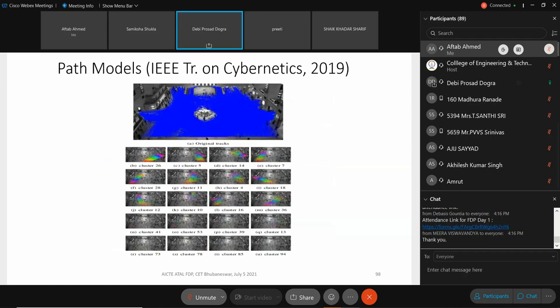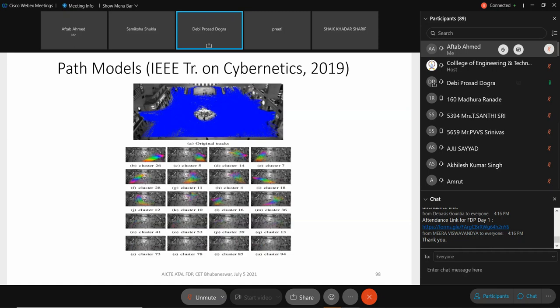Like this is another paper, which is a very complex mathematical model presented by one of my research scholars, Santosh. He published it in IEEE Transactions on Cybernetics, where he explained how, in a crowded environment also, we can understand the dynamics of the scene based on the movement of the people. So if you are interested, you can look into this paper.